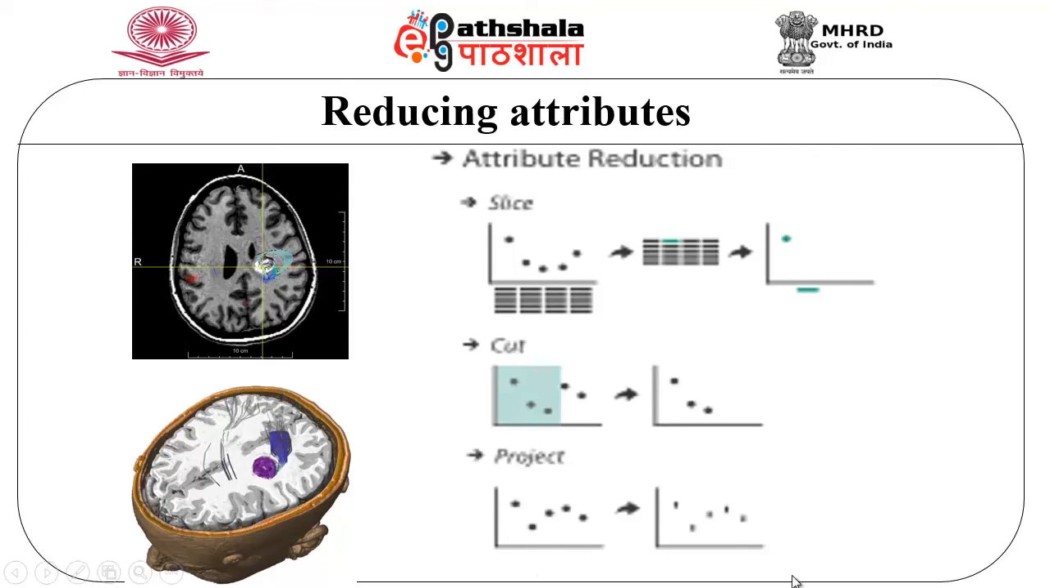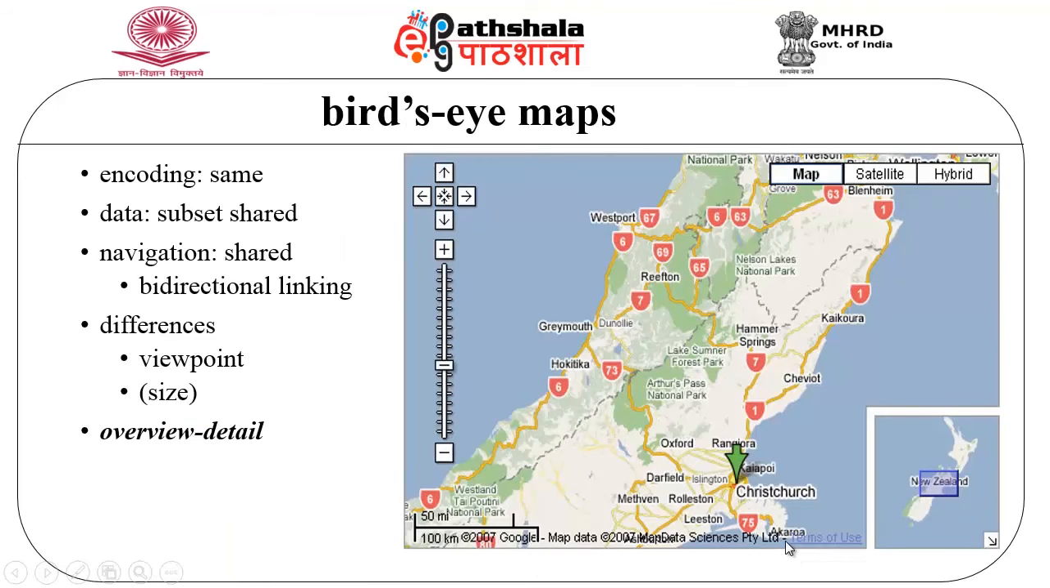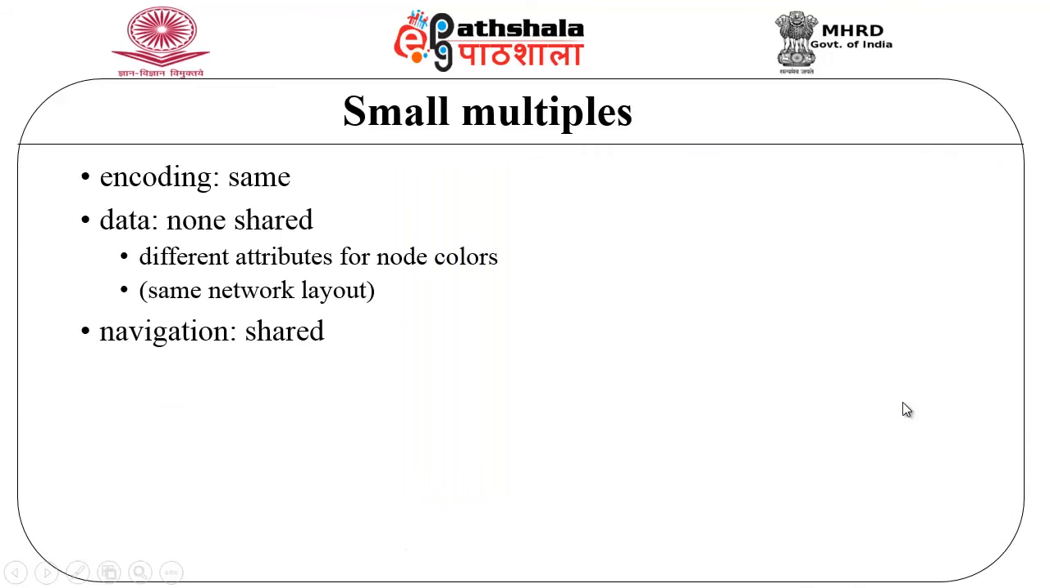Next one is projection of the entire data points onto the display plane. This is a bird's eye map. The encoding is the same kind of encoding. The dataset is a subset that is being shared. The navigation is some kind of bidirectional linking. So the differences are the viewpoint and the size. This shows the overview as well as a detailed part as such. In the case of small multiples, none of the data is being shared, and there are different attributes for node colors.